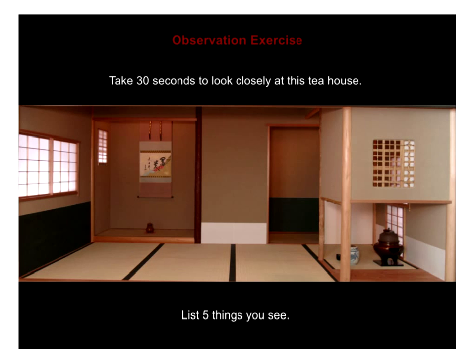So what I'd like you to do, this is a tea house in the Asian Art Museum, is to take 30 seconds to look closely and just write down 5 words or phrases that describe what you see. So just do that. We'll take about 30 seconds. Don't worry if things are hard to see, because we'll go into some details in a moment. And we'll keep writing on the scratch paper.